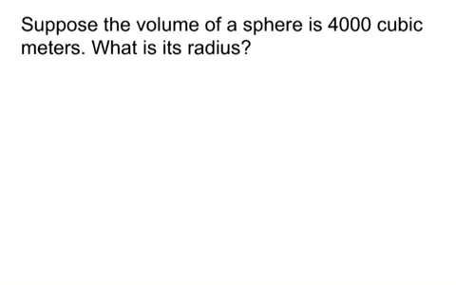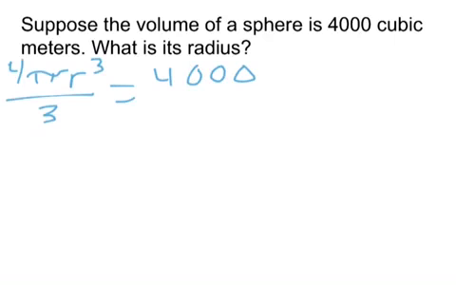Well, let's remember what the volume of a sphere is. It's 4/3 pi r cubed. So this equals, we already know because they told it to us, 4,000. And they're asking us, what is the radius?